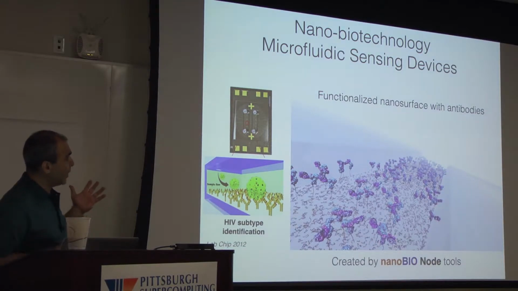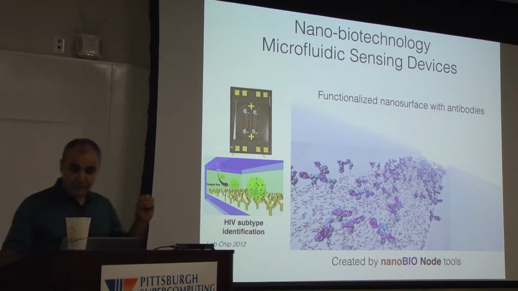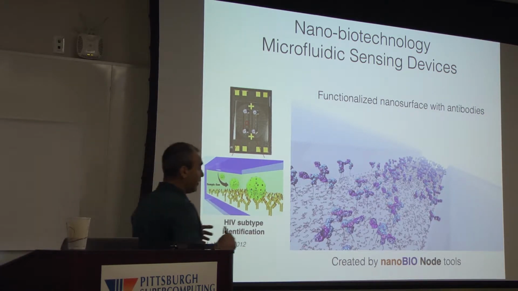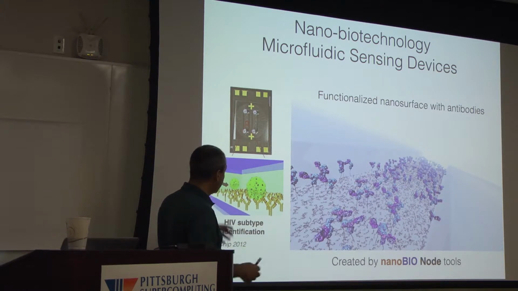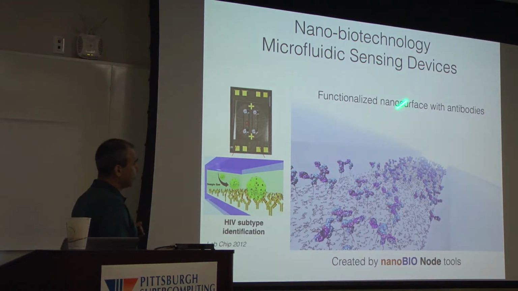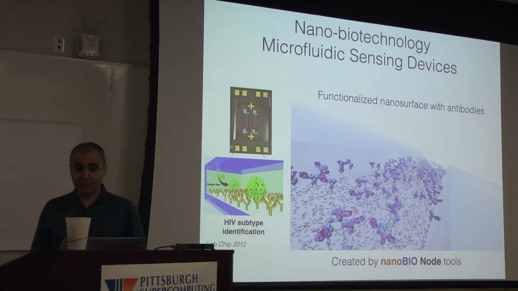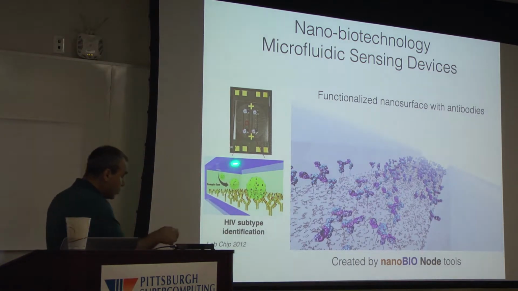So again, biotechnology is another reason we would like to have a really detailed view of some systems and processes. This is a functionalized nanosurface that is used to detect viruses. So they coat this surface with antibodies, specific antibodies for viruses, and then you can run your sample and see if there are HIV viruses in your sample. So this is the view.